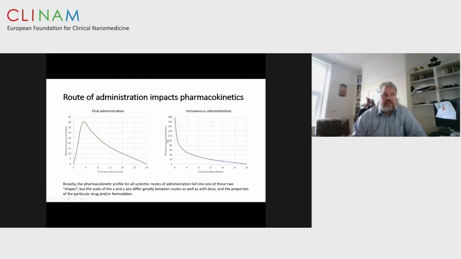So route of administration is clearly an important determinant of the pharmacokinetics. Almost all drugs which are administered fall into one of these two shapes of pharmacokinetic profile. So we have time post-dose on the x-axis of both these graphs. Typically for oral administration, we'll have an absorption phase reaching Cmax before a clearance phase. And in many cases, we'll dose again before the drug levels drop too low. For intravenous administration, which is important for many types of nanomedicine, we usually start with a very high concentration, which is then rapidly cleared from the systemic compartment.